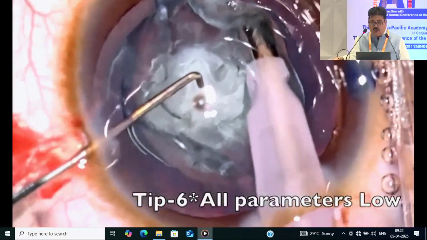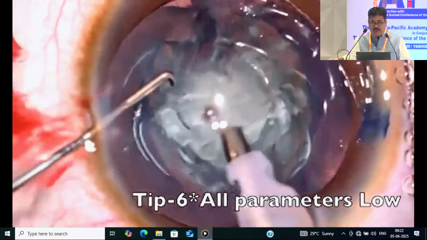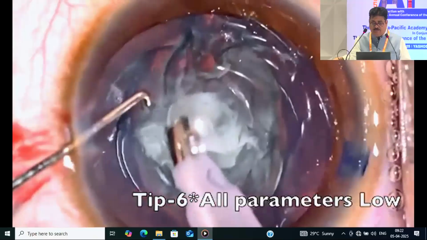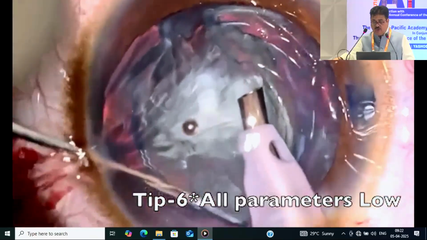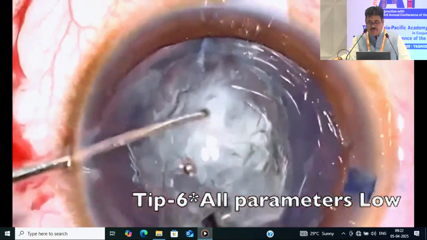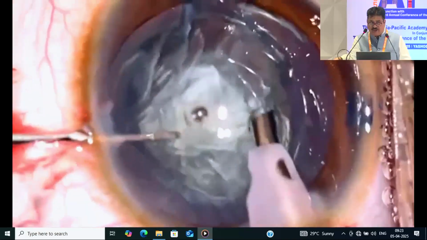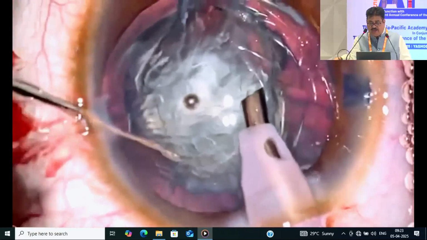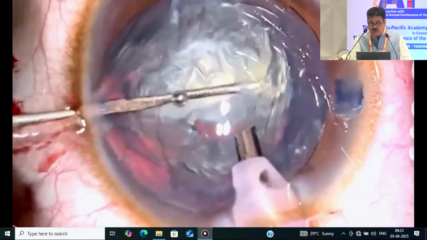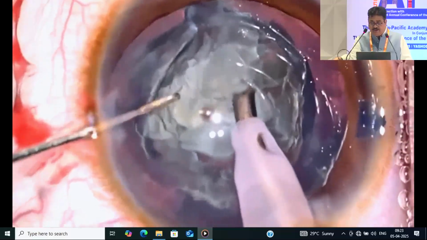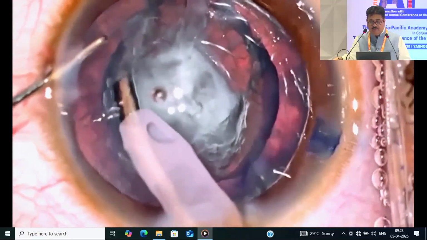Tip 6, all parameters should be low. The second instrument is very important because we are manipulating the nucleus mechanically, lifting it, dividing it, because rotation is not advisable in such cases. So the second instrument is always very helpful. The nucleus is soft and can be easily manipulated. So just hold it by the phaco.